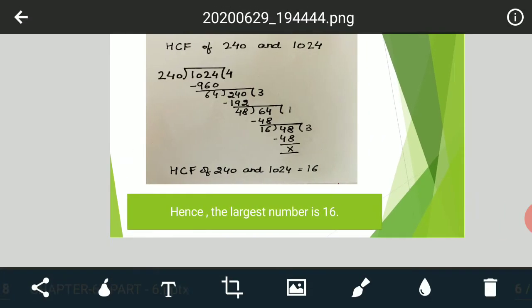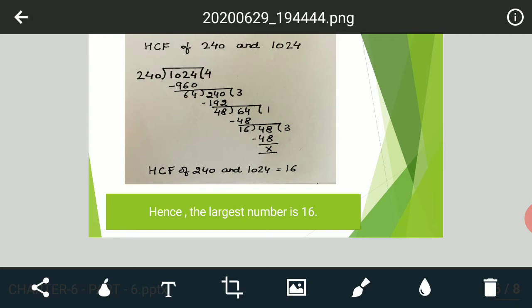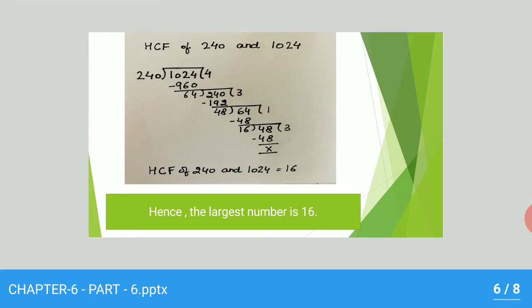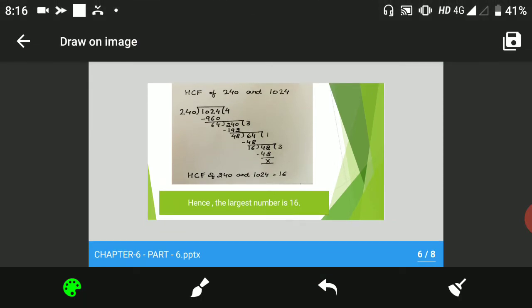Now see, we divide 1024 by 240. We write a table of 240 in a rough column and we get 240 fours are 960. So we will write it and then we subtract it. When we subtract it, we get 64. Now this 240 will come inside. Then 64 threes are 192. So 192 we will write inside and then we subtract 192 from 240. Whatever we get, 48. Now 64 will come inside. Then 48 ones are 48. Then we subtract it, we get 16.